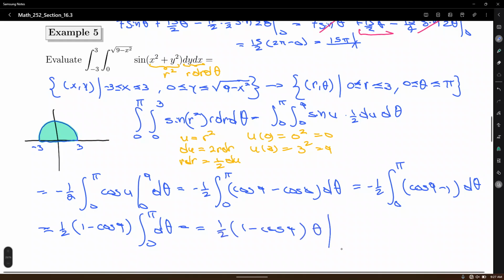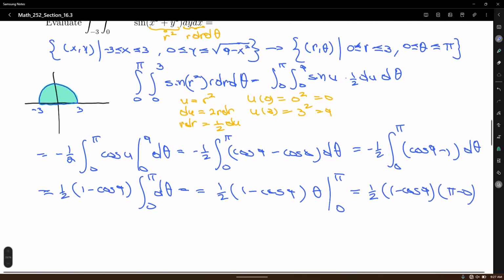That is theta evaluated from 0 to pi. Pi minus 0, that's just going to be 0. That equals 1/2 times 1 minus cosine of 9 times pi minus 0, which is simply pi over 2 times 1 minus cosine of 9. All right? So that's going to be our answer here.